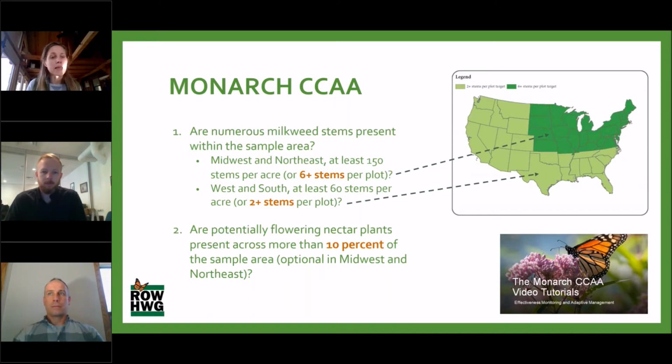In addition, the second criteria is to look at the cover, so the nectar plant cover of potentially flowering plants. And this is actually just an optional monitoring threshold in that darker Midwest Northeast region, but it is a required monitoring metric for the south and west or lighter green segment. So milkweed stems and nectar plant cover are the 2 primary criteria that the Monarch CCAA requires for effectiveness monitoring.